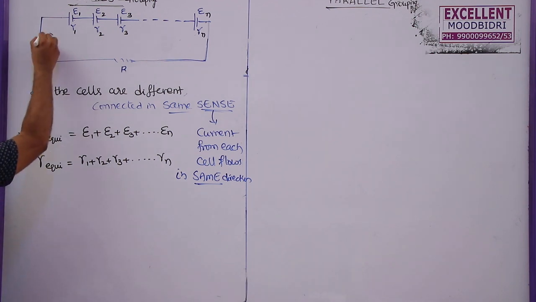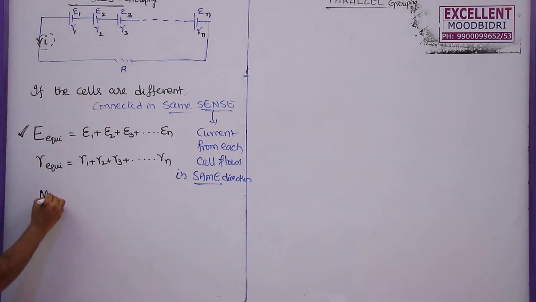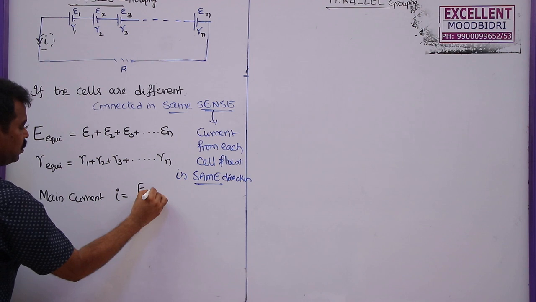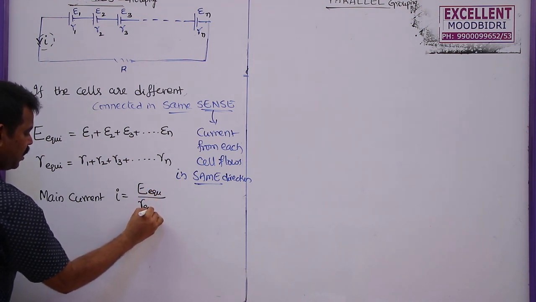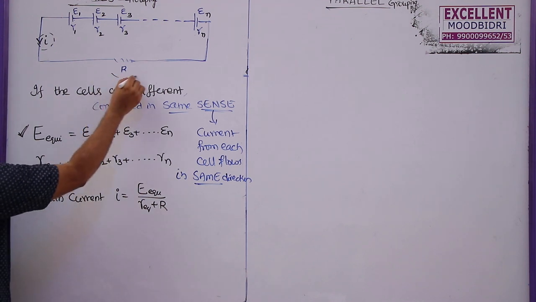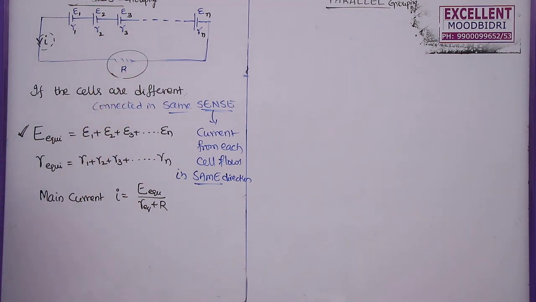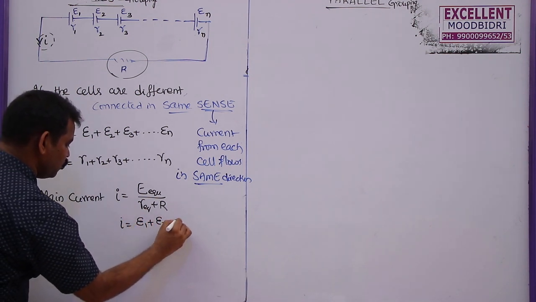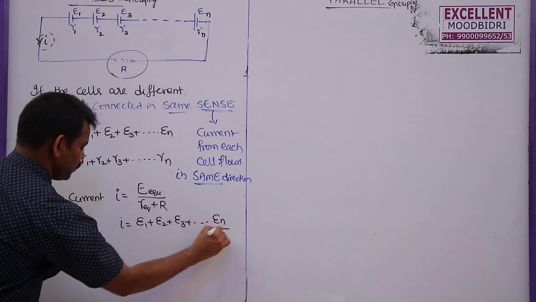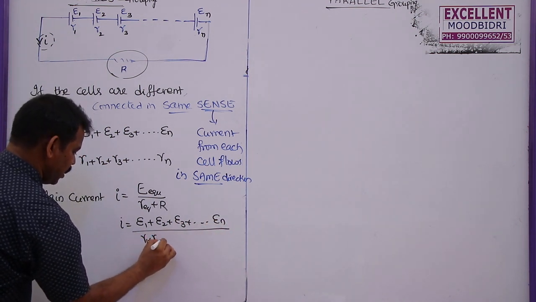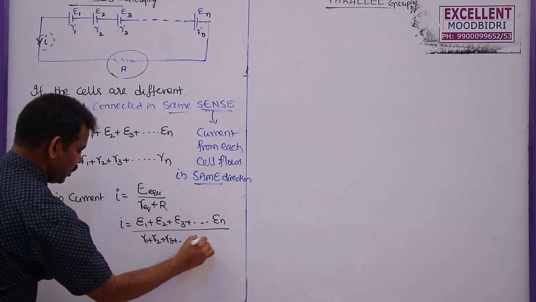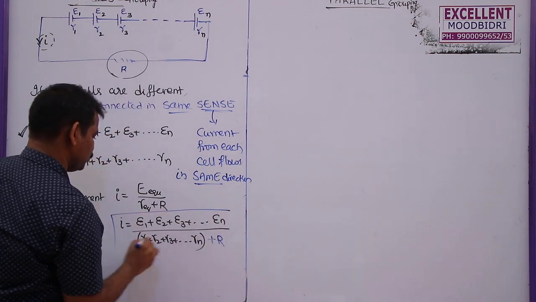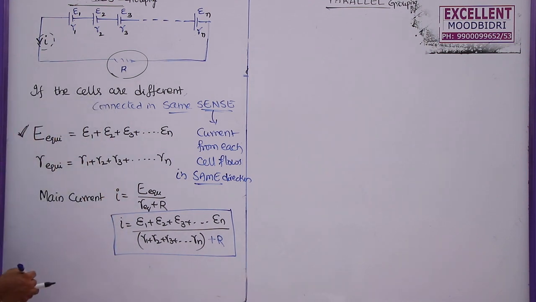So what is the main current coming from this battery? The main current in this case is given by I equals E equivalent divided by R equivalent plus external resistance. Why? Because we should not forget the external resistance whenever we are calculating the current through the circuit. So I is given by E1 plus E2 plus E3 and so on En, divided by R1 plus R2 plus R3 and so on Rn plus the external resistance connected in series with this combination. So this is the main current.